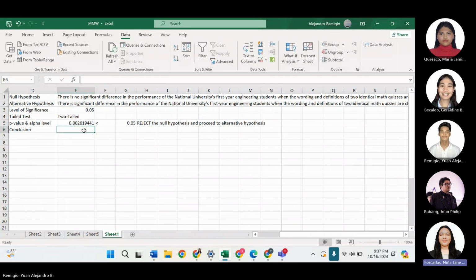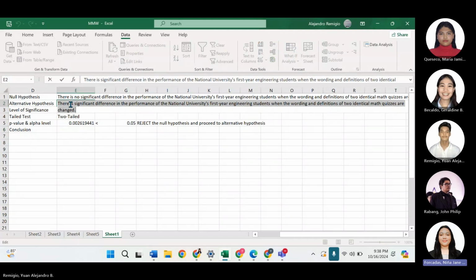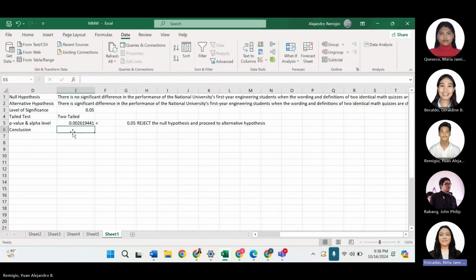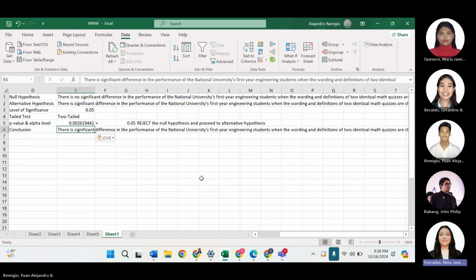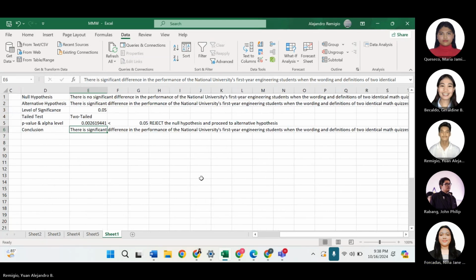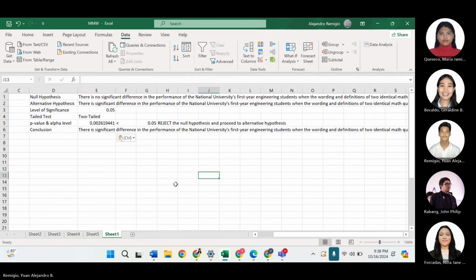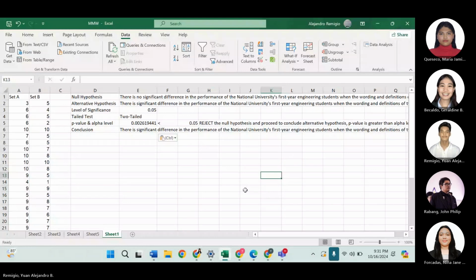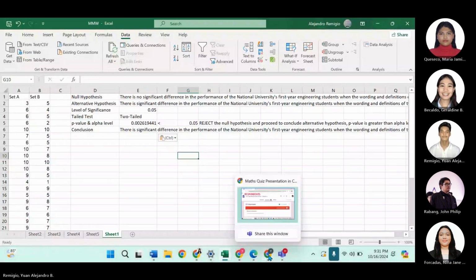So, we conclude that there is a significant difference in the performance of the National University's first-year engineering students when the wording and definitions of two identical math quizzes are changed. So next is John Philip to explain the challenges encountered while doing the final output.